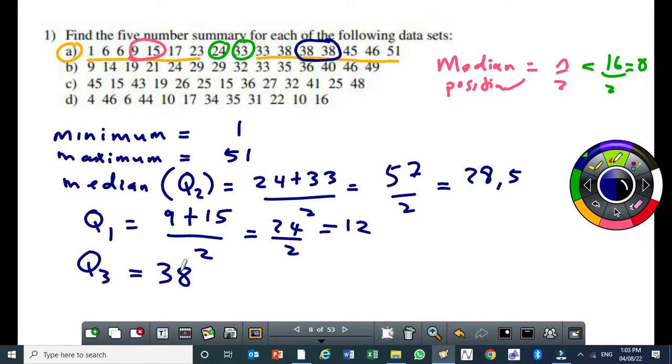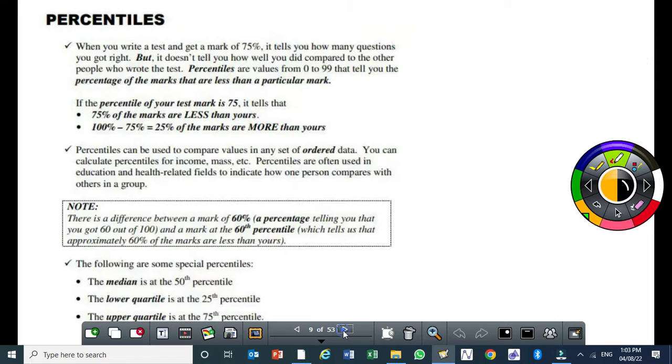So these 5 values, 1, 51, 28,5, 12, and 38, are called the 5-number summary of this data set. We need them if we want to draw what's called a box and whisker diagram so that we can analyze the distribution of the data set. Okay, it's part of what I call measures of dispersion. We'll draw a box and whisker, but I'm going to draw it later on.